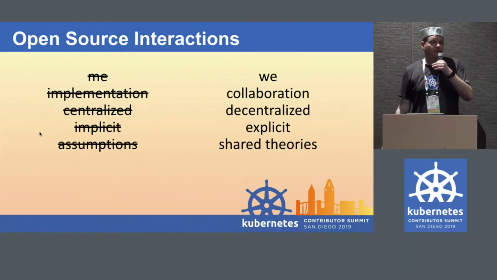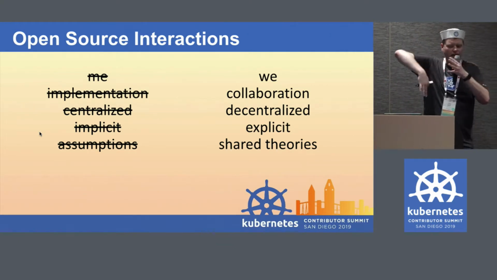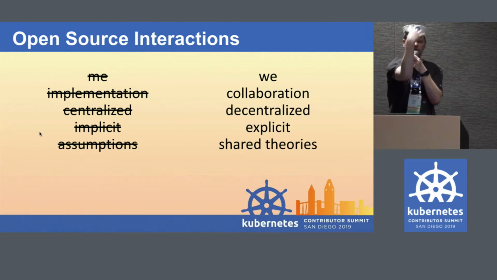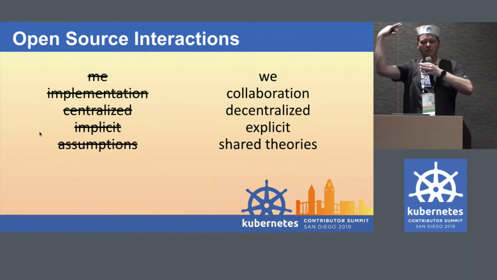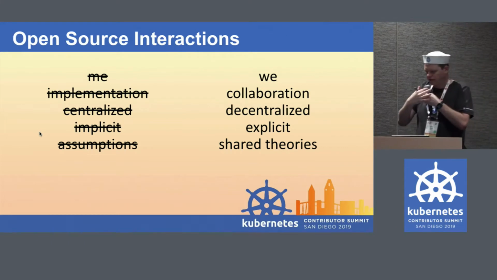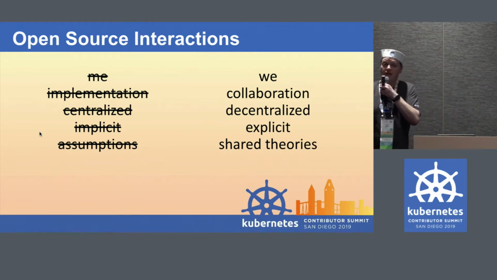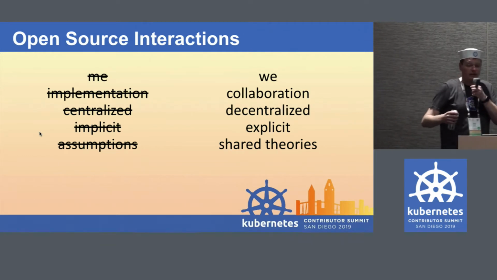When it comes to open source interactions, don't think of the implementation detail. Don't think of centralized control or implicit control that's not granted to anybody in particular. And don't make too many assumptions. Assume that collaboration needs to happen.